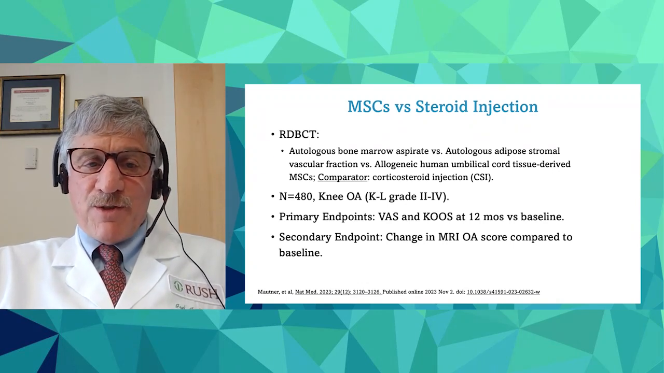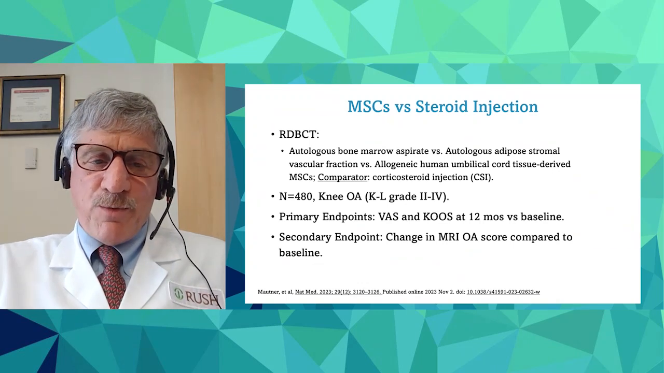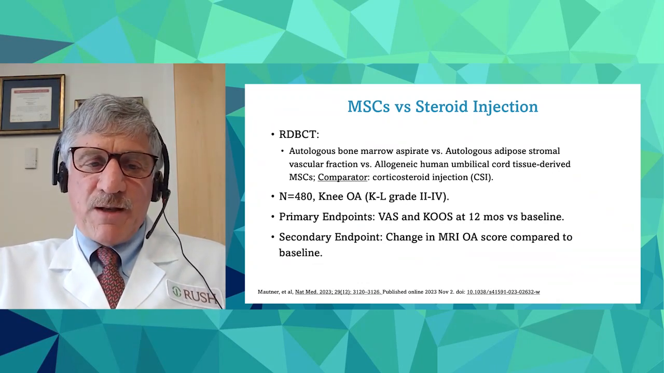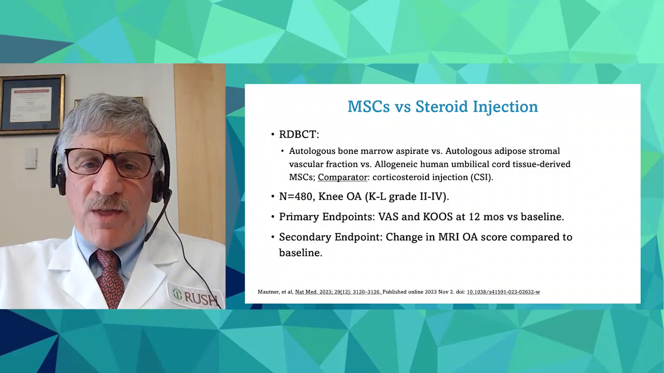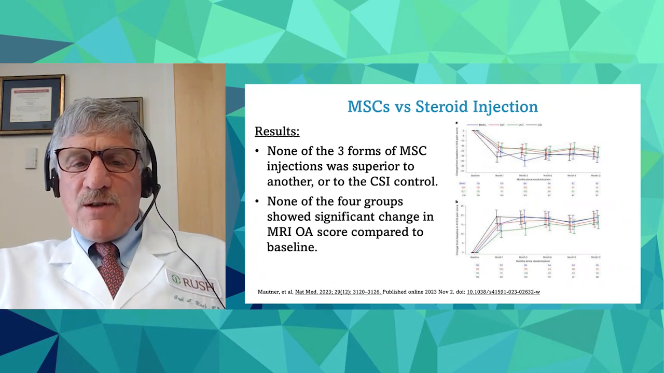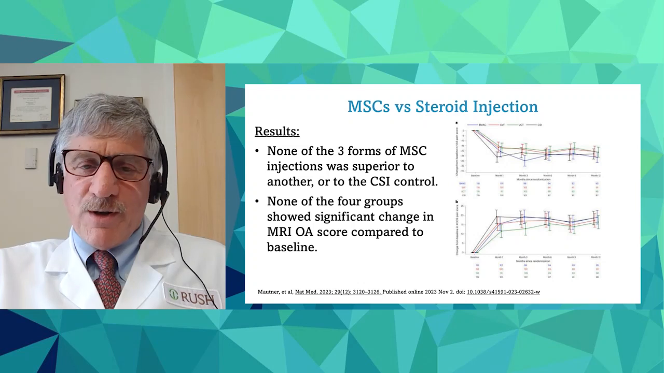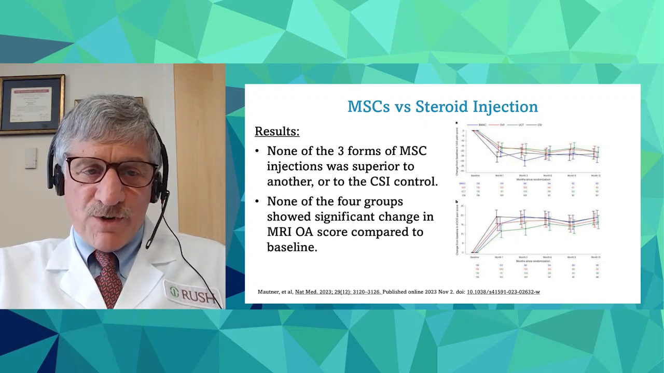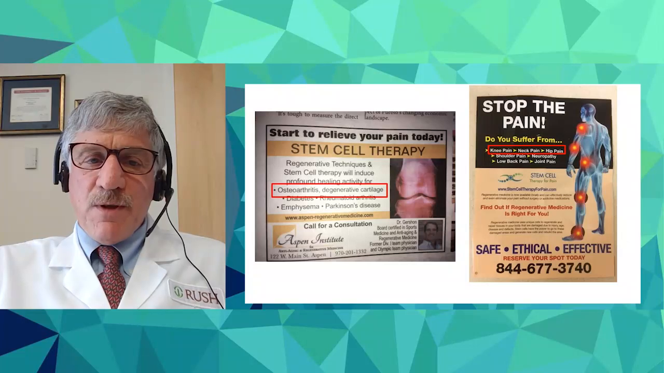What I started to say is very recently, a very well-controlled, double-blind, placebo-controlled trial of 3 different preparations of stem cells was published in Nature Medicine. 480 people were evaluated using pain and function as an endpoint, and a secondary endpoint was change in MRI score. And what did they find? Well, all of these forms were indistinguishable from the comparator. There was no benefit either in pain or in function or in structure for any of the stem cell preparations.